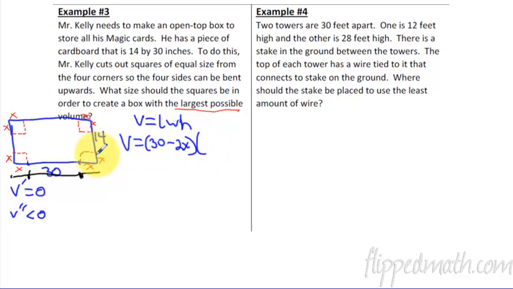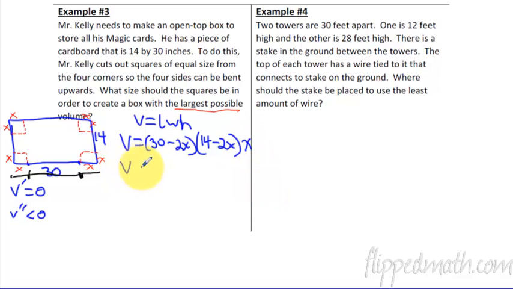And then the width, it's the same idea. The whole thing across is 14, and I'm taking out those two x's. So the width of this box is 14 minus 2x. And then the height of the box, if you can visualize folding this thing up, how tall is it going to be? It's going to be a height of x.